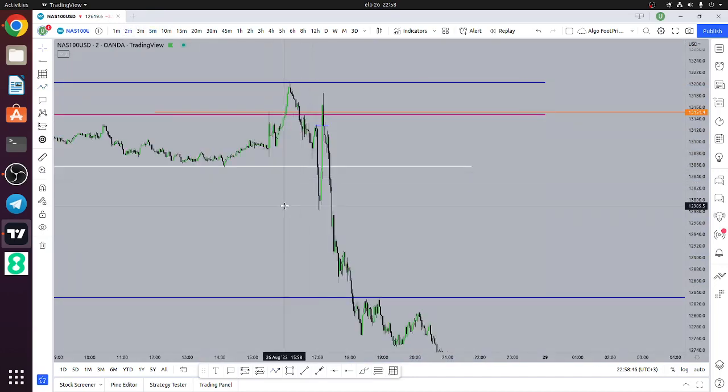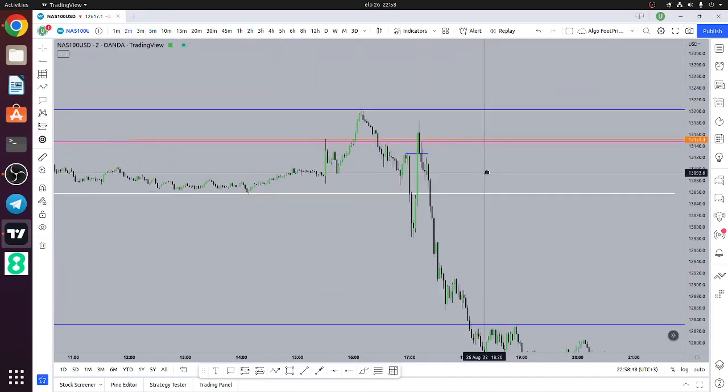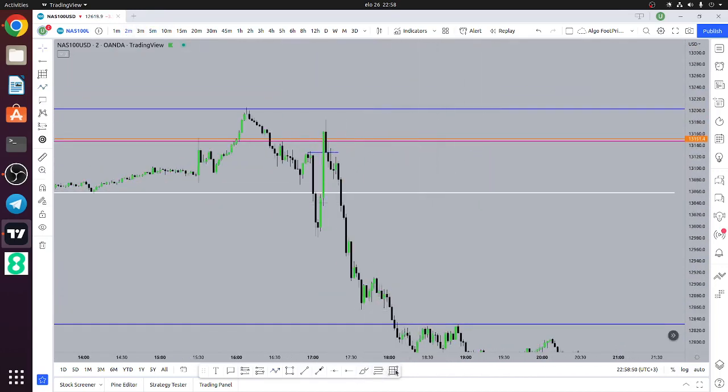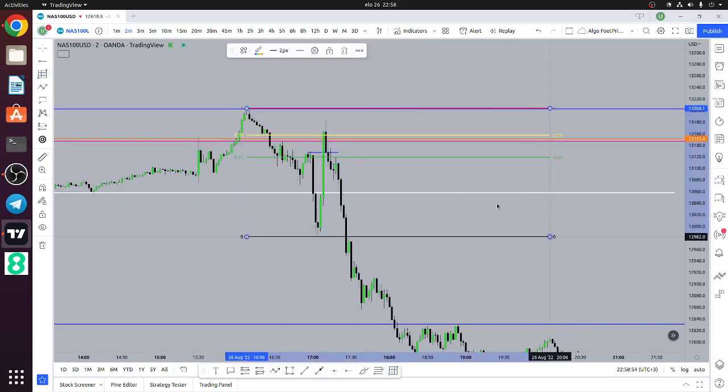So go back to M2. Even though my fib is showing me that I'm in the sell area, this high has to be taken out. So what I did, I waited for this high to be taken out.